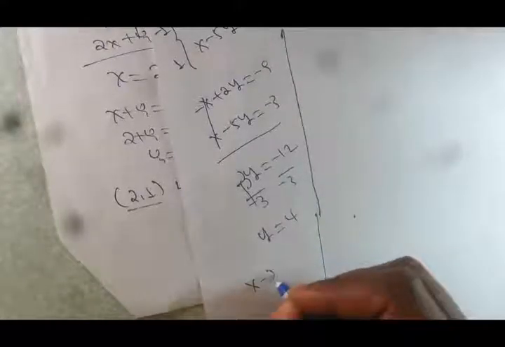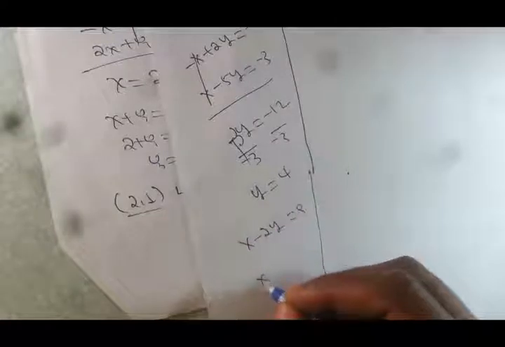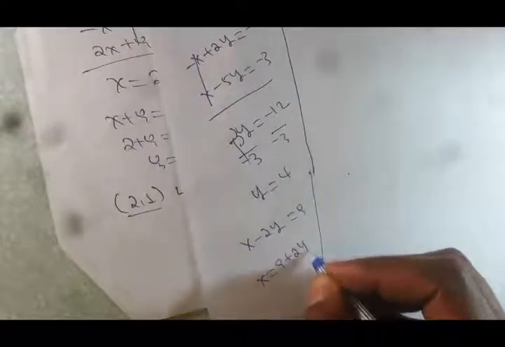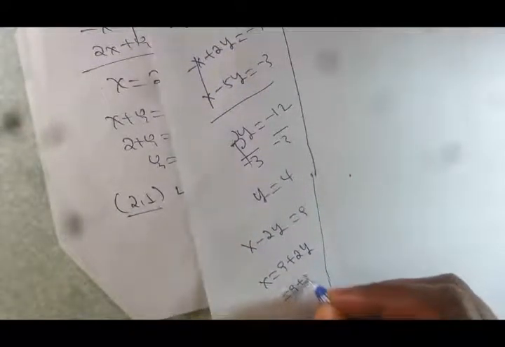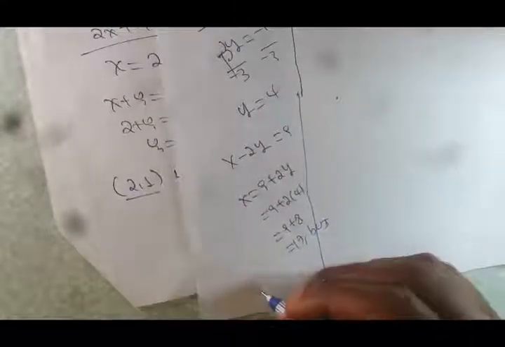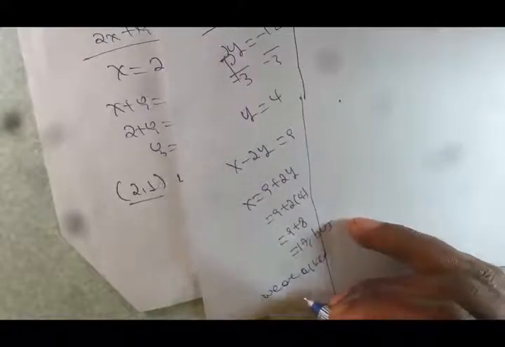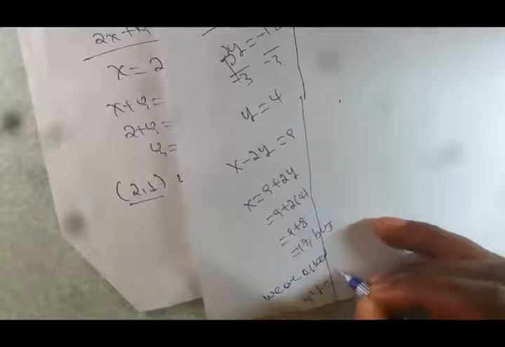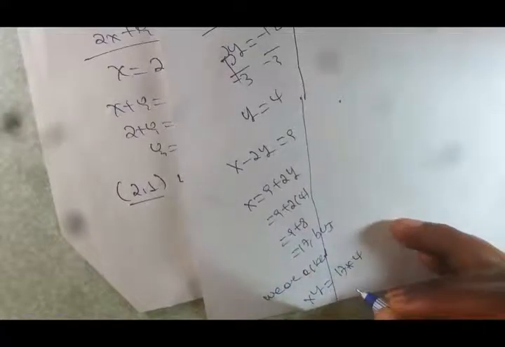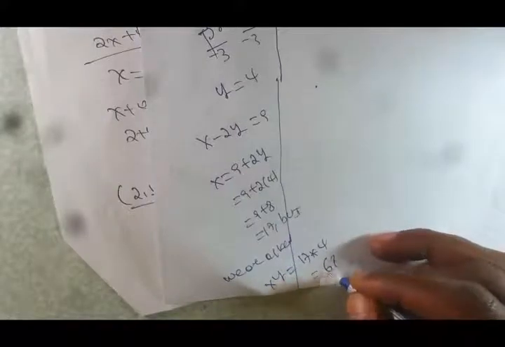We know that x minus 2y is equal to 9. The value of x is 9 plus 2 times y. This is equal to 9 plus 2 times the value of y, which is 4. 9 plus 8 is equal to 17. But we are asked to find xy. The value of x is 17. The value of y is 4. Therefore xy is equal to 68.